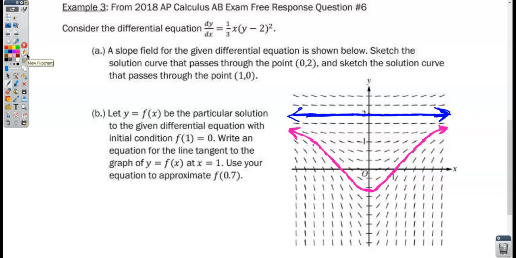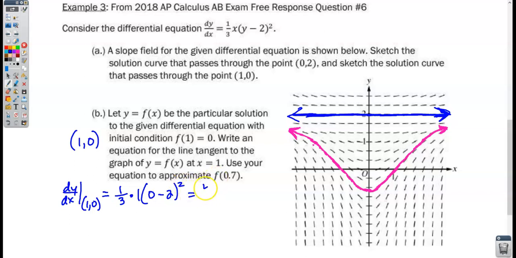All right, and then part B, let y equals f of x be the particular solution to the given differential equation with initial condition f of 1 equals 0. Again, we're writing a line tangent to the graph and then using it to approximate. So the first thing we want to do is find dy dx at our point. The point that we have is the point 1,0. So we're going to put 1 in here for x and 0 in here for y. That's 1/3 times 1 times 0 minus 2 to the second. We end up with dy dx equals 4/3.